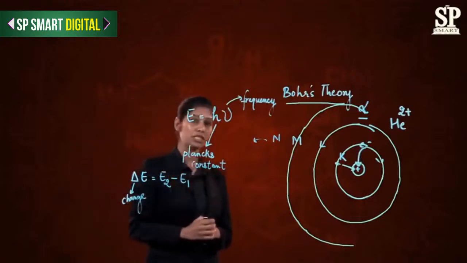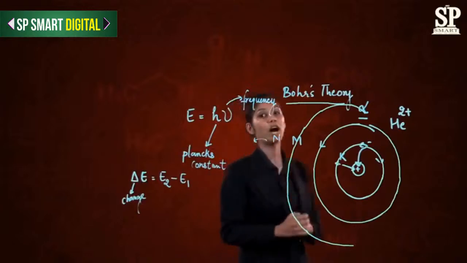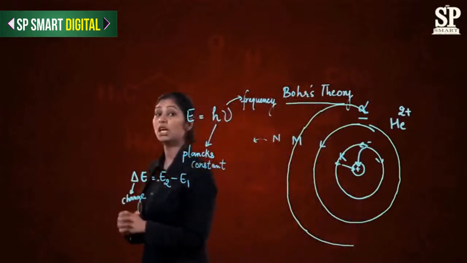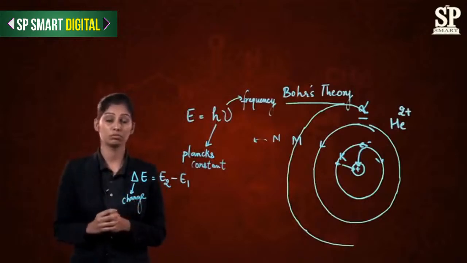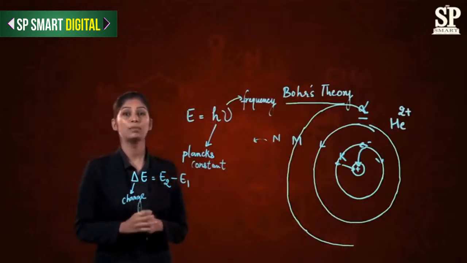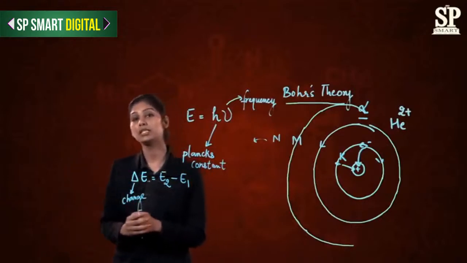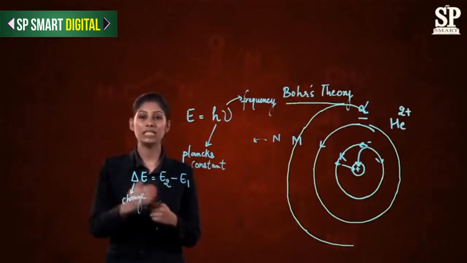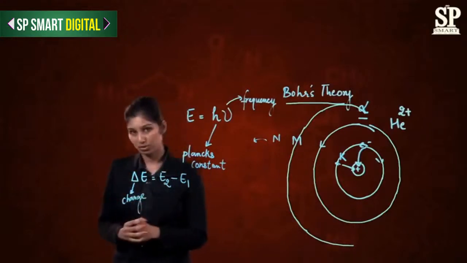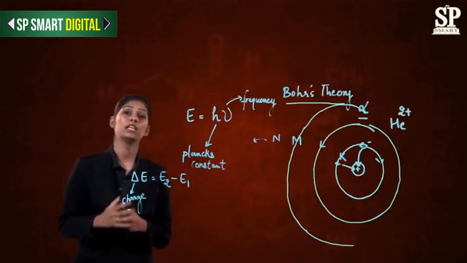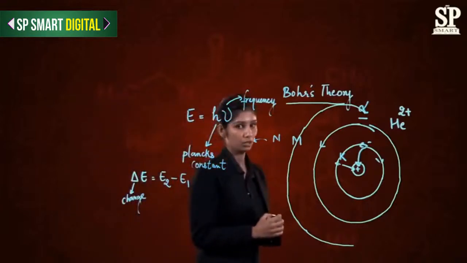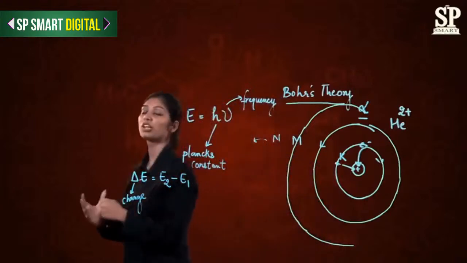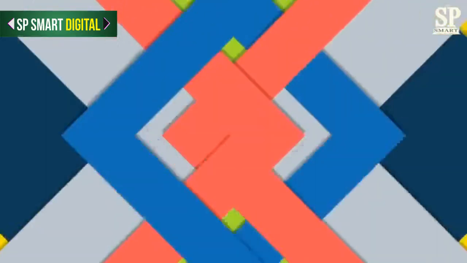Sir Chadwick proceeded with the bombardment of alpha particle with beryllium sheet, which emitted a stream of radiations. These radiations remained unaffected in the presence of electric or magnetic field, and these are called neutrons. These particles did not carry any charge. With this, we have completed the structure of atom.